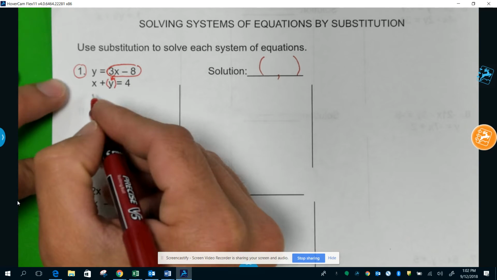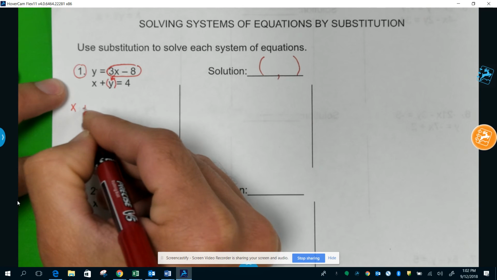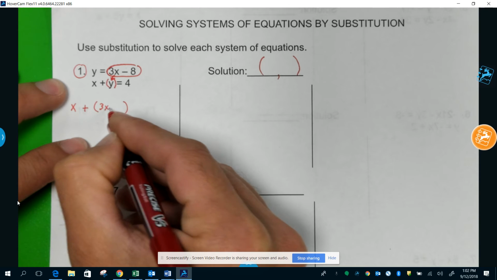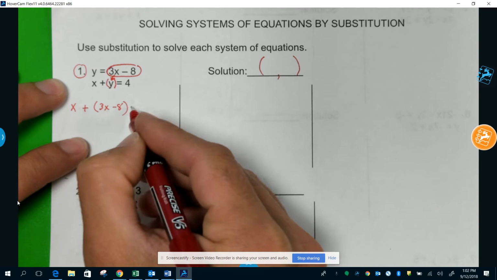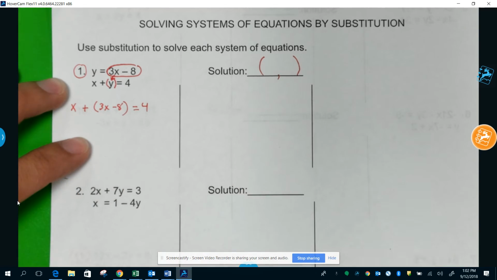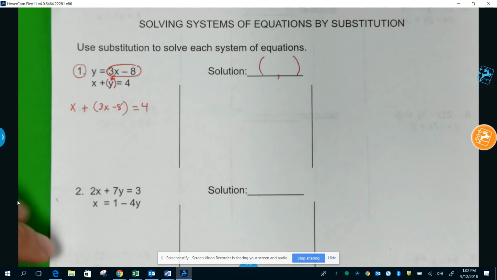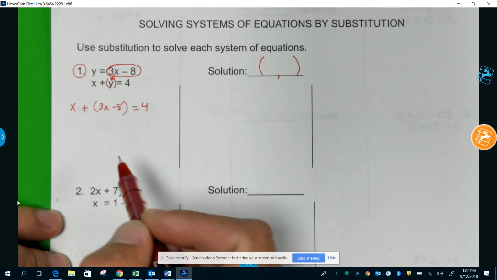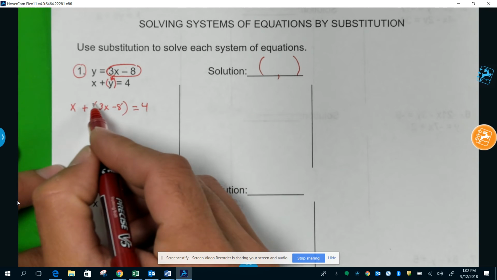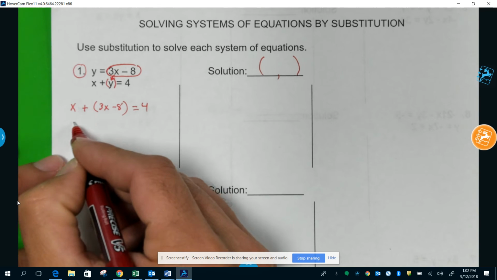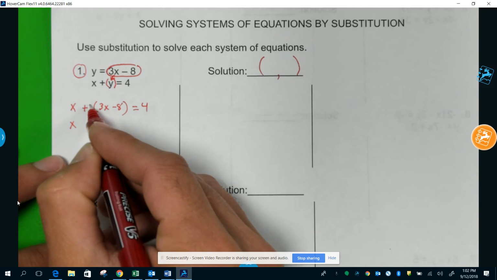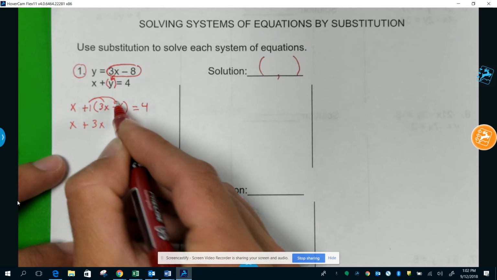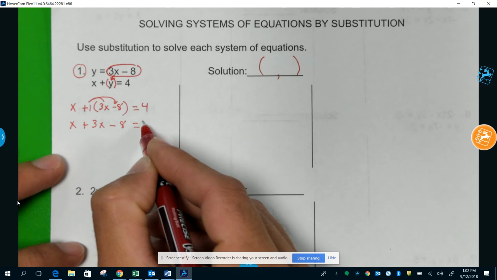So I'm going to rewrite this second equation to say x plus, I'm not going to say x plus y anymore. I'm plugging 3x minus 8 into his place. And then I'm going to finish that second equation and say equals 4. Now all I have left to work with are x's, so I'm going to solve for x. There's an invisible 1 in front of the parentheses, so if I distribute that, I have an x out front. 1 times 3x is positive 3x. 1 times negative 8 is negative 8, equals 4.